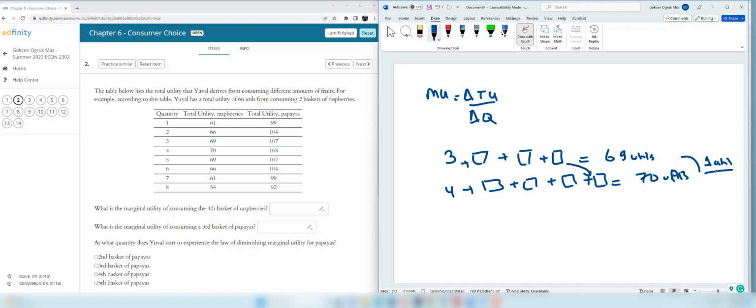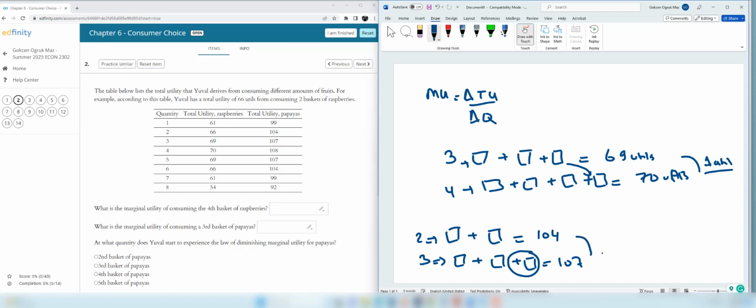Let's look at the second one. What is the marginal utility of consuming a 3rd basket of papayas? 2 baskets altogether gives a total utility of 104. This is the 2 basket case. And 3 baskets, total utility of 3 baskets of papayas is 107. So because of adding this additional basket, total utility increases by 3 utils. Therefore, marginal utility is 3 utils.